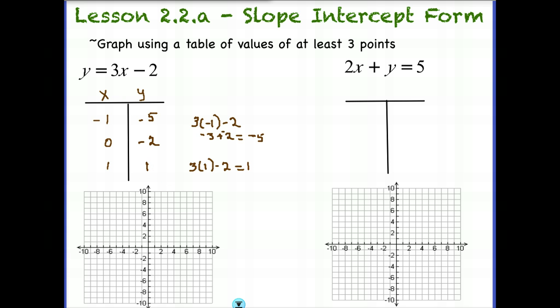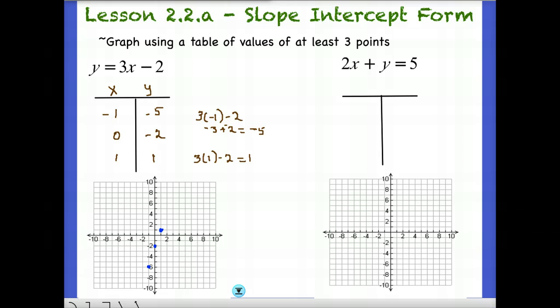Now if we want to graph these, I have 3 points. It's more than enough points to graph a straight line. So I go -1, -5, and that's my first point. 0, -2 is my second, and 1, 1 is my third. And again, this is more than enough points to graph a straight line. If I did not have a straight line, then I would need more than 2 points. But since we know we're graphing linear lines, that's all I need.